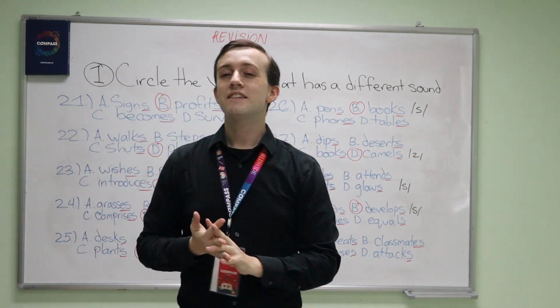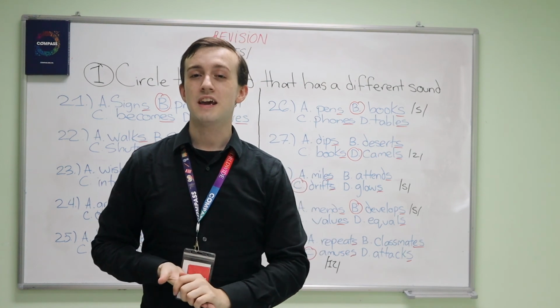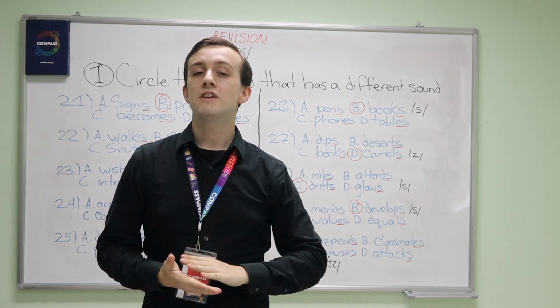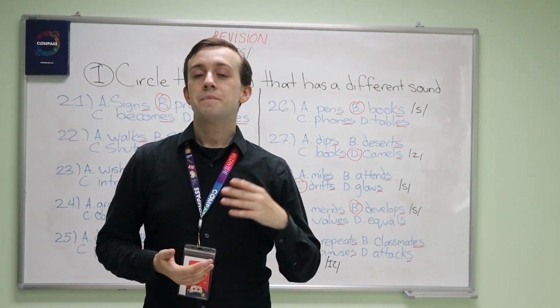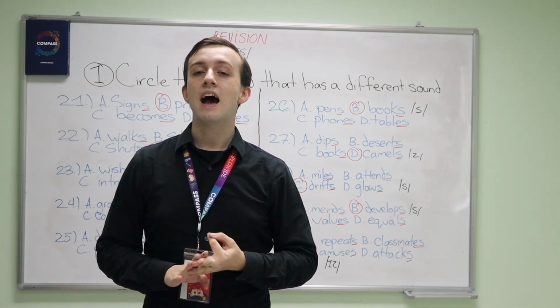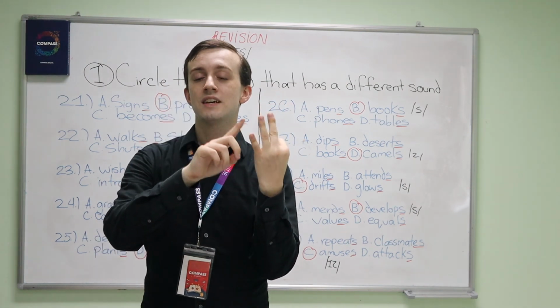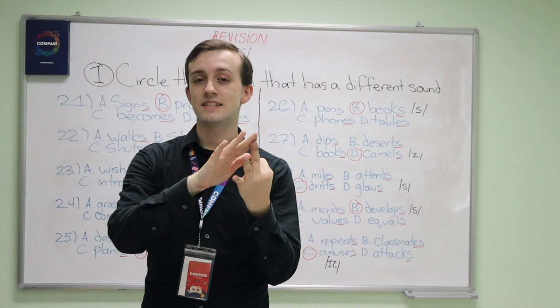Alright, that is the end of questions 21 to 30. We are finished the test. So now you can understand that S and ES have three different pronunciations. S, Z, and is.